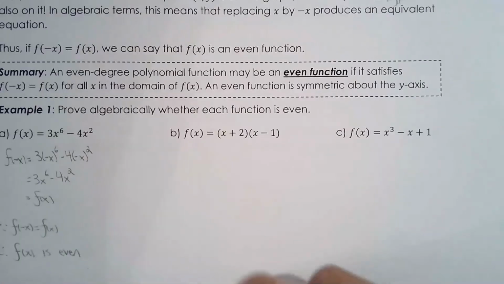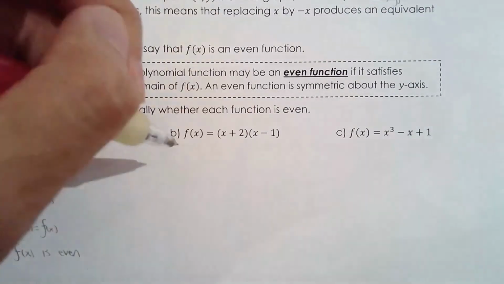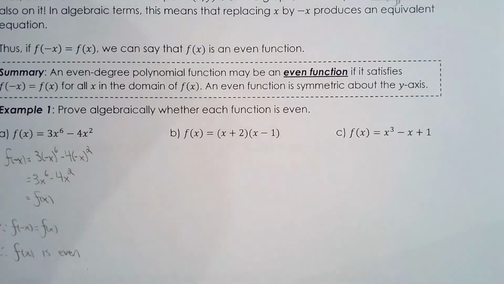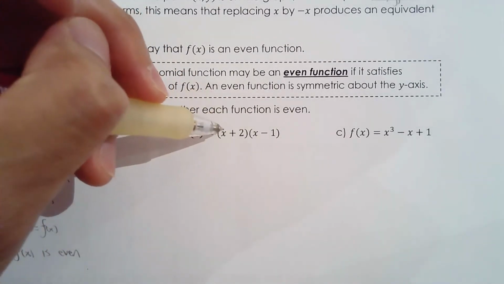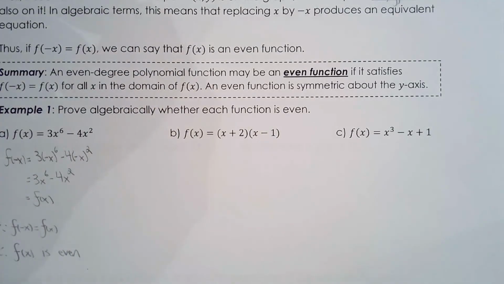All right, let's try B. I can tell you right off the bat that this function is not an even function because there's no symmetry in the zeros. One of the zeros is -2 and the other zero is 1. So because there's no symmetry in the zeros, I can already tell you this function is not even.